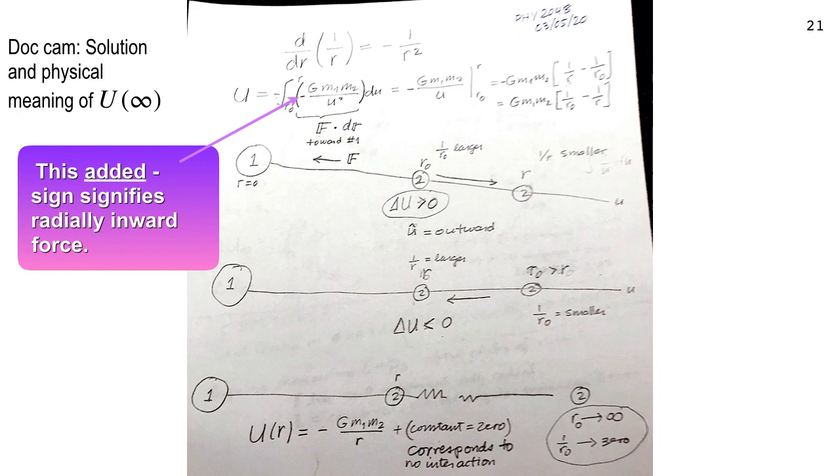And so this is equal to G M1 M2 over R, evaluated between R and R0. Did I have that right? Did I drop any minus signs? I've got a minus here. Oh, yeah, this should be a U here. All right.